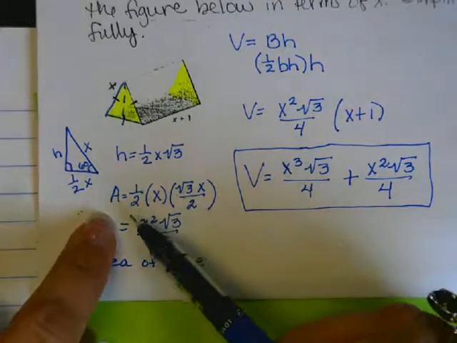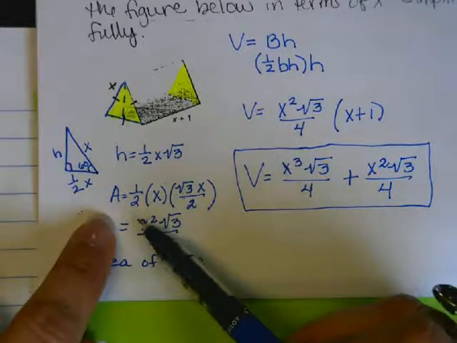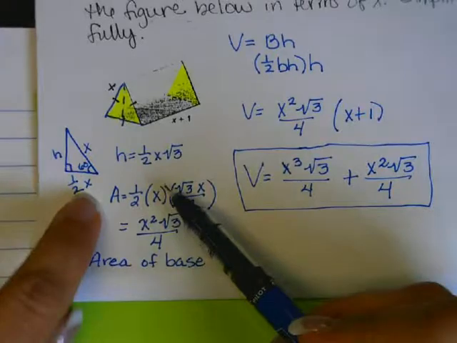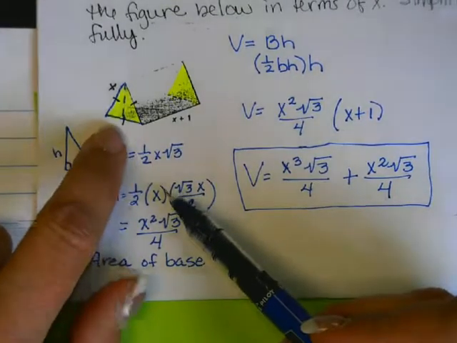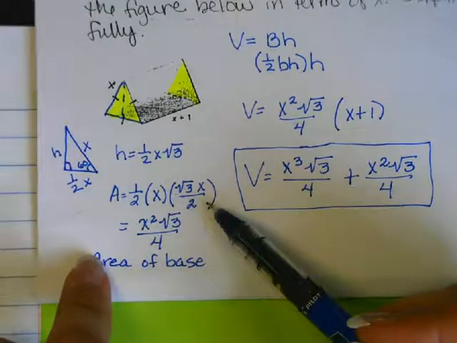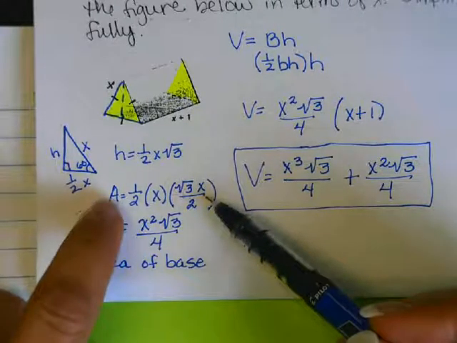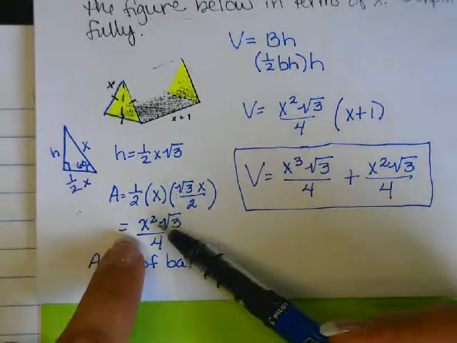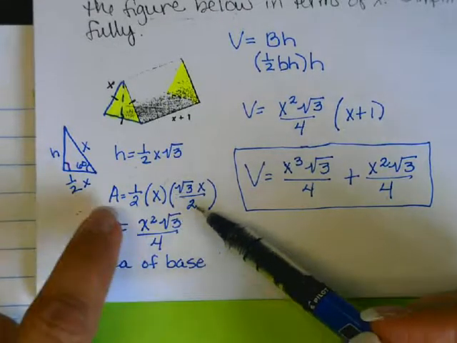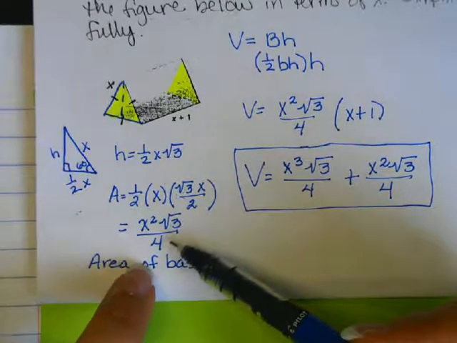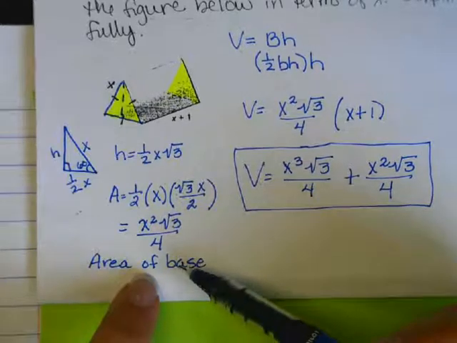We plug it into area equals 1/2 base times height. 1/2 times the base of the full triangle right there times the height. And then when you combine them, don't forget, everything not under a fraction is on top and gets multiplied together. x squared square root 3. Everything on the bottom gets multiplied together, so you get 4, and that's the area of your base.